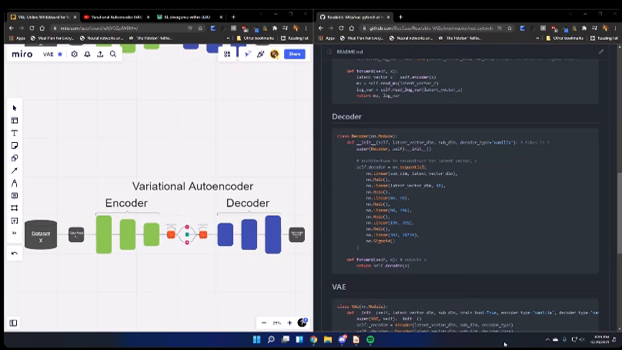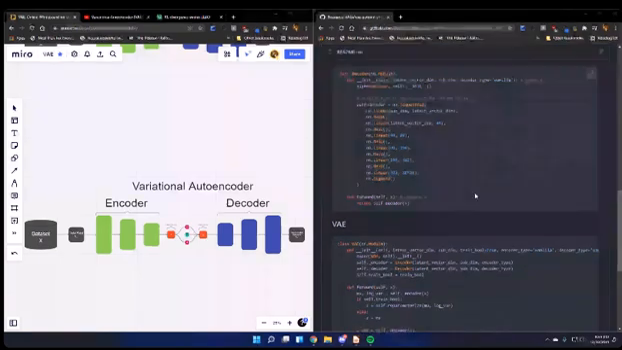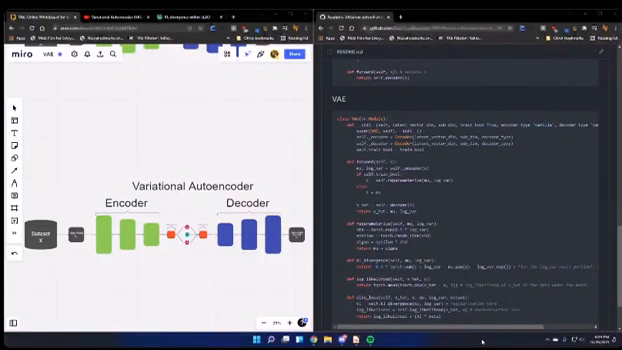Then the decoder, in terms of architecture, is just the opposite of the encoder. So I just had it scale back up by the same linear layers as the encoder, back up to a 28 by 28 image. And then I call both of these classes within the VAE, and this is where the entirety of the model happens.